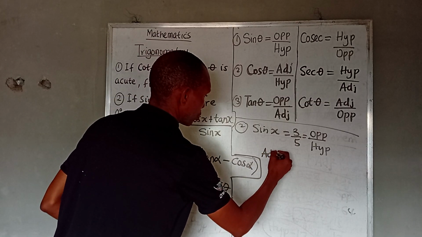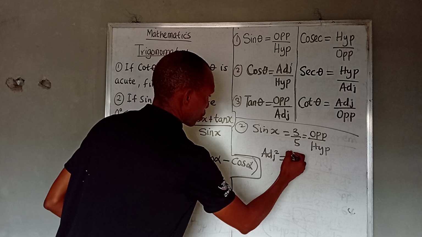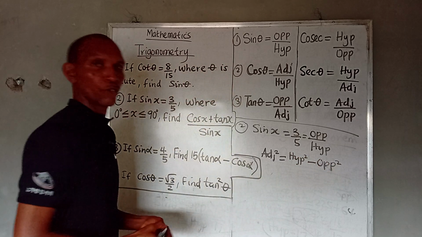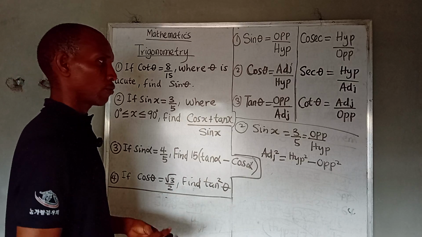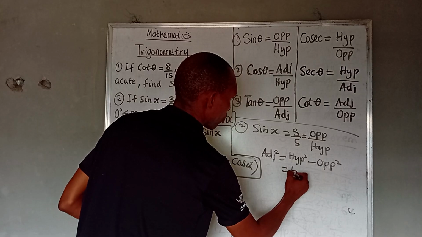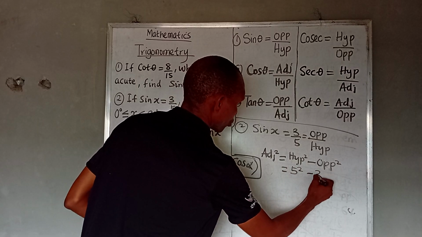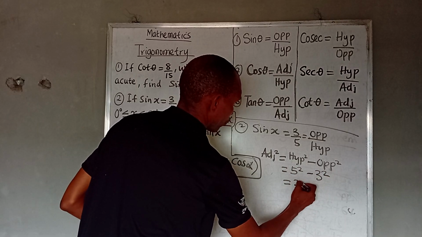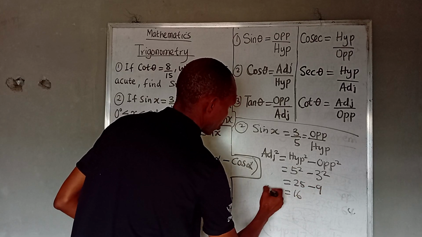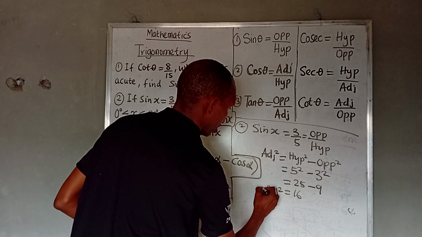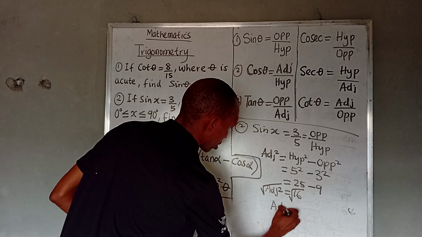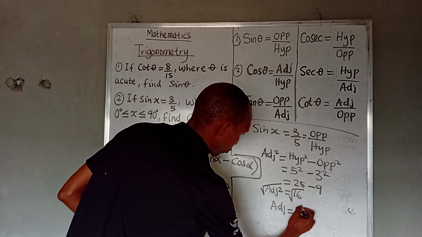So this time we are going to use adjacent squared is equal to hypotenuse squared minus opposite squared. If you are looking for the hypotenuse, you add. If you are looking for the adjacent or the opposite, you subtract. So that gives us 5 squared minus 3 squared, which gives us 25 minus 9, and that is 16. So the adjacent squared is 16. So we take the square root of both sides. That means the adjacent is 4.